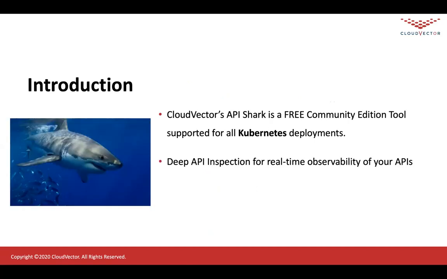So with that being said, let's go ahead and introduce API Shark. API Shark is CloudVector's free community edition tool. It's currently supported for all Kubernetes deployments, regardless of cloud provider. For example, you could run it on Google, Azure, AWS, etc. And the free community edition version of the tool actually allows you to do deep API inspection and observability of all your APIs. And you'll see that as we walk through the demonstration here in just a few minutes.